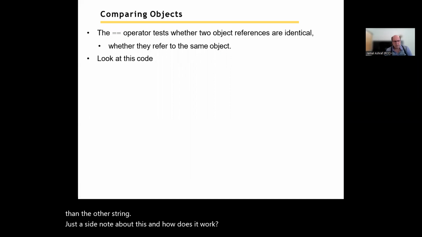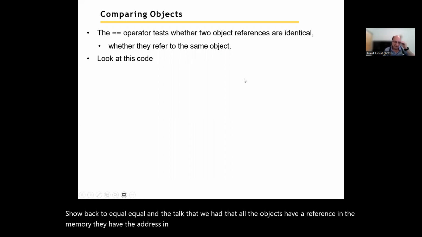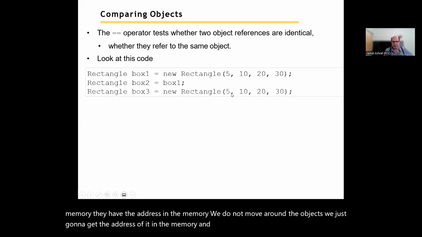So back to equals, and the talk that we had, that all the objects have a reference in the memory. They have an address in the memory. We do not move around the objects. We just get the address of it in the memory, and we move around the address of it in the memory.